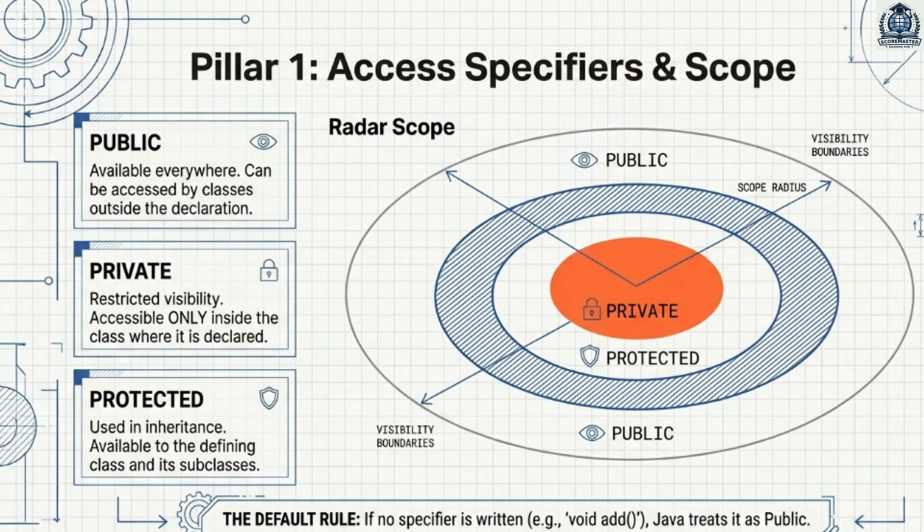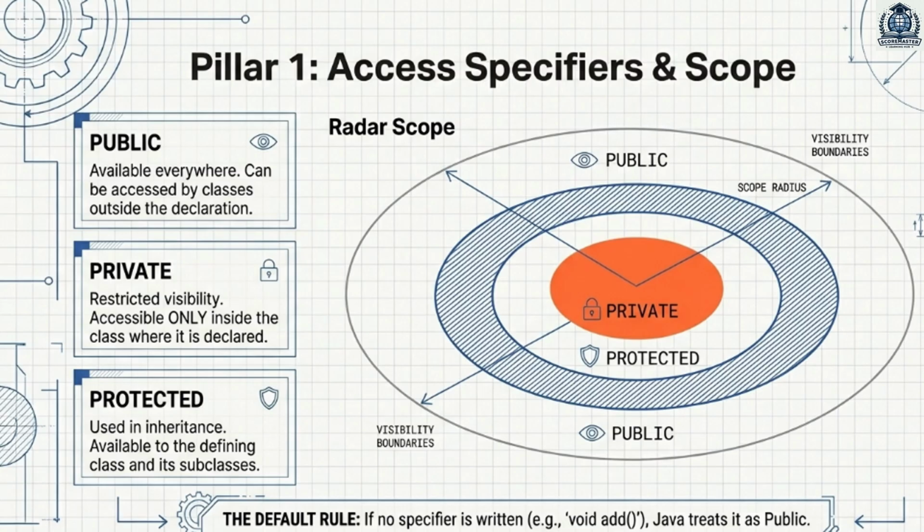Understand the scope radar. The center, private, for tight control. The middle ring, protected, for selective access. The outer ring, public, open to the world. Critical reality. Good developers expose less and protect more. Start with private, then relax access only when there is a clear reason.